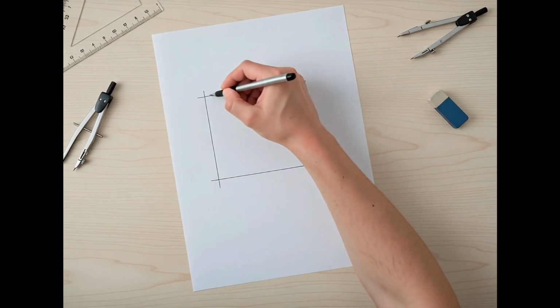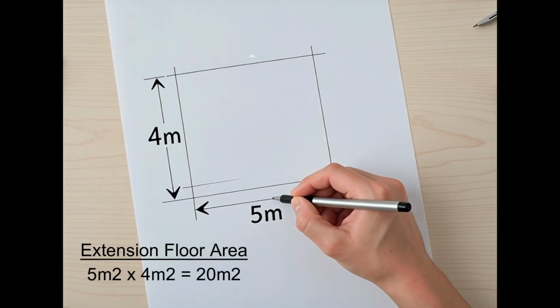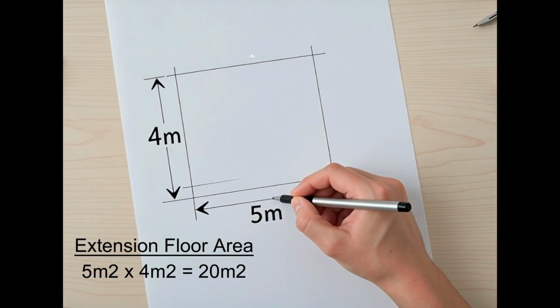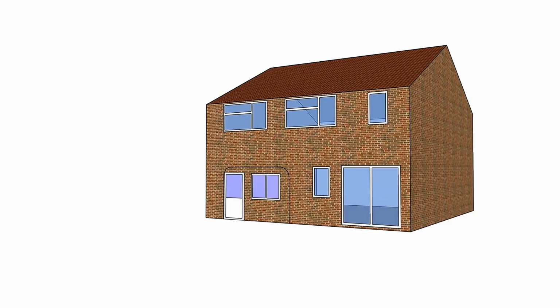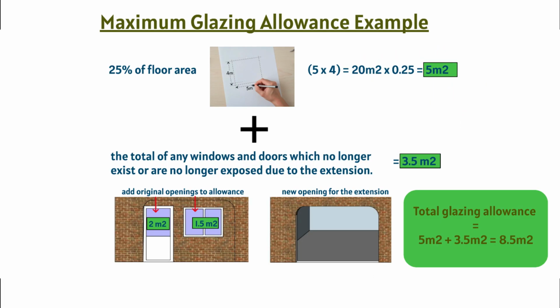You have an extension measuring 5 meters by 4 meters. This equals 20 meters squared. The extension now covers the part of the house that originally had a door, a 2 meter squared door, and a 1.5 meter squared window. So the maximum glazing you're allowed is 25% of the floor area.